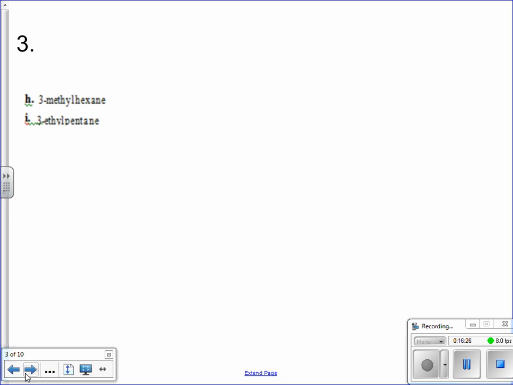So 3H tells us 3-methylhexane. Now we have to work backwards. Instead of starting with branches, we start with the chain. So hexane. Hex tells me 6 carbon. So 1, 2, 3, 4, 5, 6. A and E tells me single bonds. And then 3-methyl. So that means on the 3rd carbon, I have CH3. Or we can say on the 3rd carbon, we have meth, which represents 1.